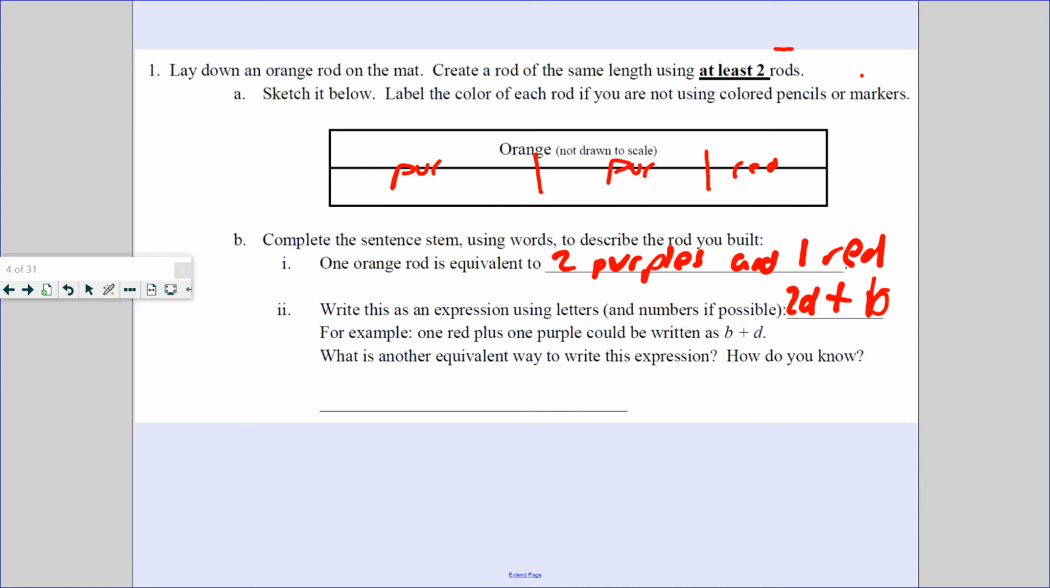So two purples, 2D plus B. For example, 1 red plus 1 purple could be written as B plus D. What is another equivalent way to write this expression? How do you know? So let's do another way to write this. I could have done it as purple plus red. Purple is D plus red is B.